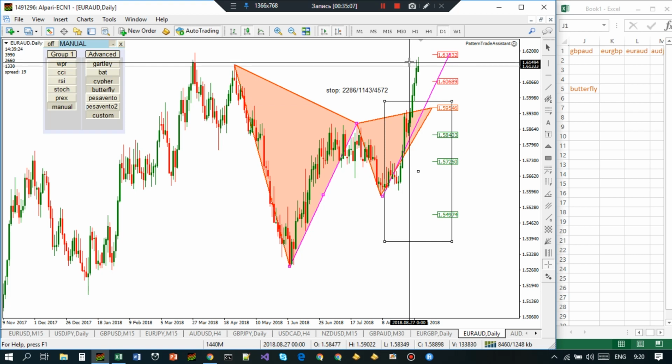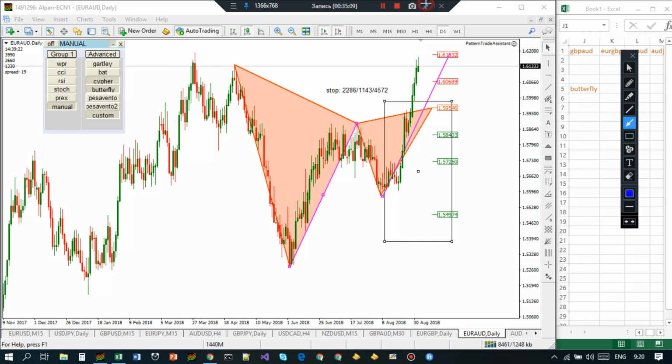So maybe it can happen here, especially if you pay attention to this, and you see these wicks to the upside. One wick, second wick. If it closes as a rejection candle, rejecting from this level, yes, then it could be a very nice opportunity to get involved.